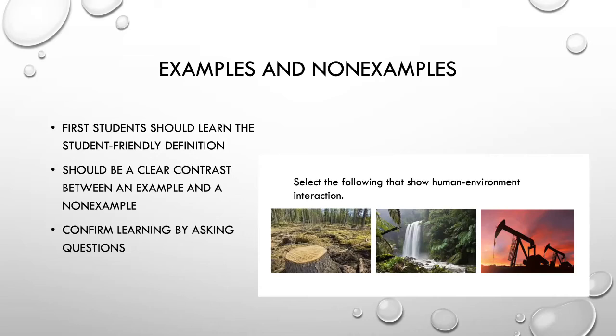So on the right-hand side, I've given you an example. Select the following that show human-environment interaction. This is where the human is doing something to the environment. So for example, cutting down trees, yes, that's human-environment interaction. A waterfall, no, not a human-environment interaction. On the right-hand side, oil rigging, yes, human-environment interaction. So you would go through and provide many examples and non-examples of when this concept applies and when it does not apply. And then finally, you're going, again, to confirm the learning by asking questions with your students throughout your class.